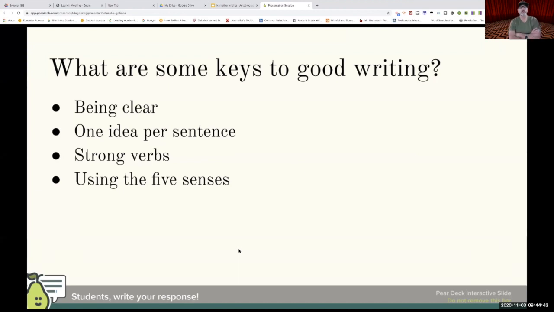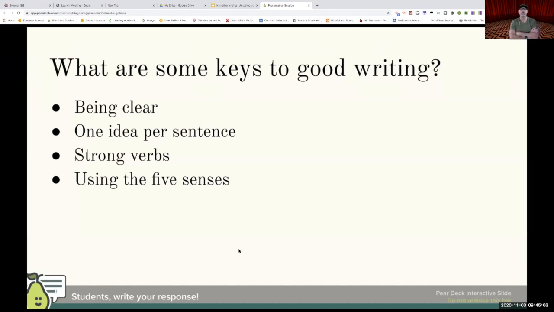I know I haven't talked about this much, but having one idea per sentence, and that sort of ties into being clear. If you start to address more than one idea in a sentence, things are going to get muddy quickly. And I'm going to point some things out about that Abigail Lalonde piece that we were talking about yesterday, and I'll show you what I mean.